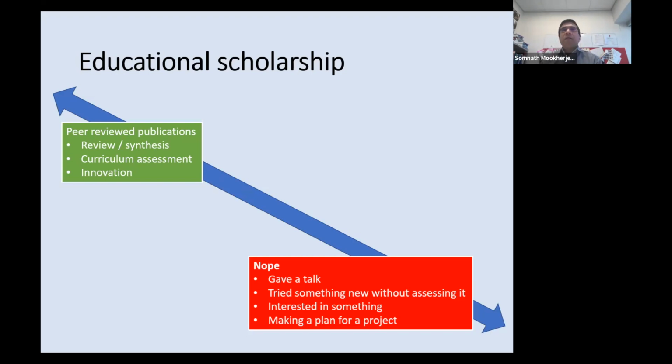Some folks I've noticed have said what they're interested in doing or projects that they're interested in. That's not scholarship yet. Hopefully that becomes scholarship. But plans don't go under educational scholarship, or interests don't go under educational scholarship.